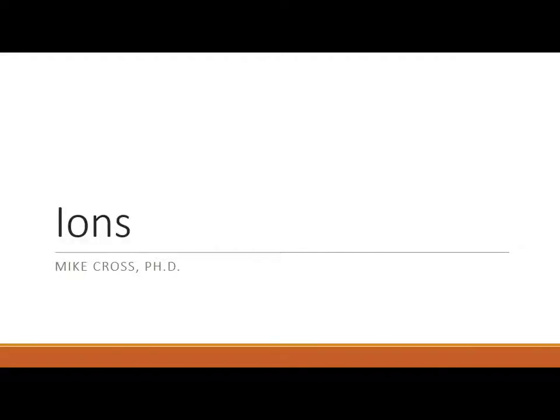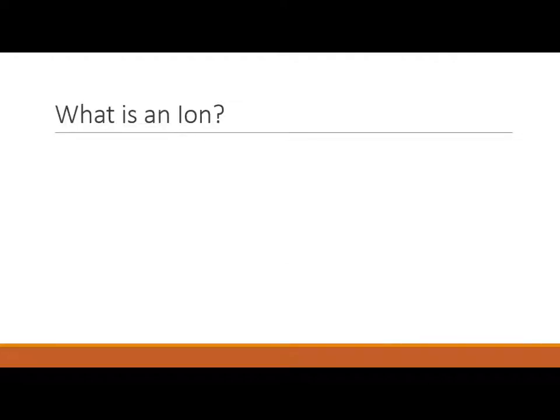Today we're going to talk about ions. Now, in the last section we talked about atoms and elements, and we mentioned that an atom will have a neutral charge if it has an equal number of protons and electrons. But it's not always the case that we have a neutral atom, and that's where ions come in. So what is an ion? Basically, it's just an atom with a charge.